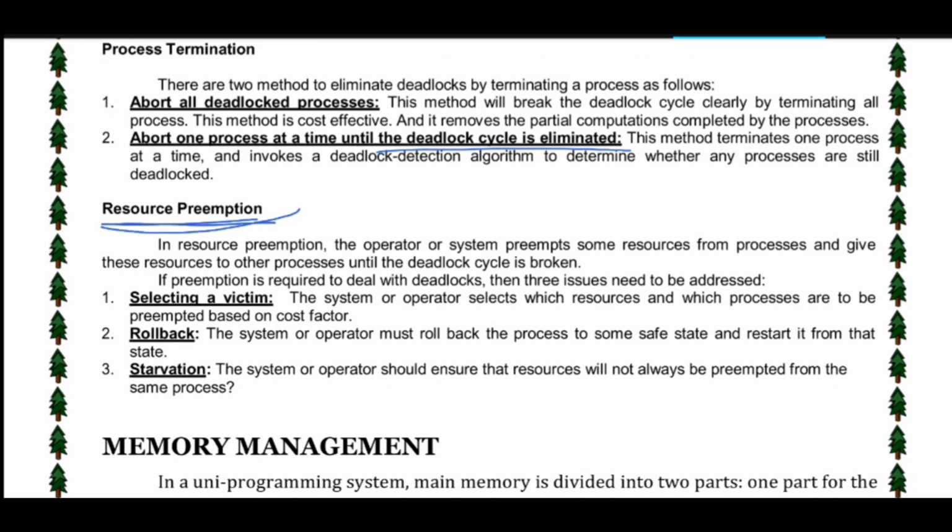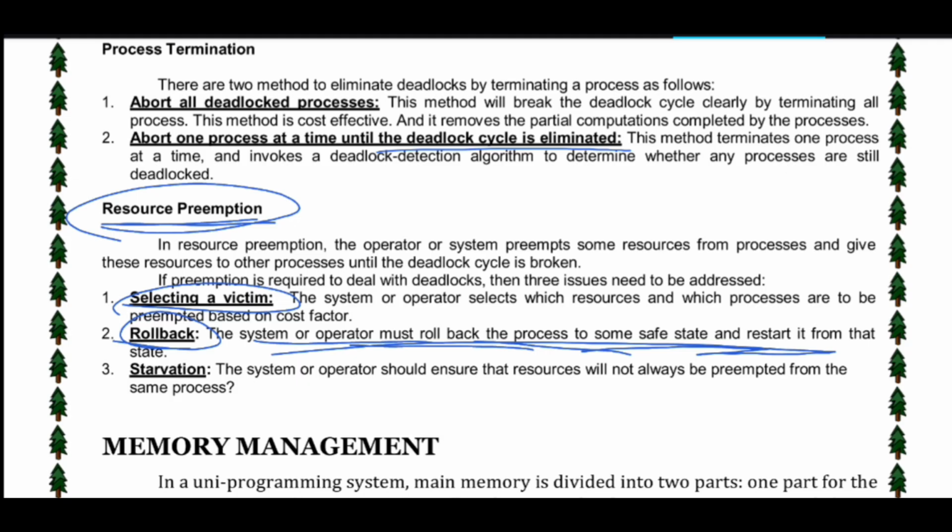Resource preemption means selecting a victim. Selecting a victim means selecting a process and taking the resources allocated to it. Then there is rollback: the system or the operator must roll the process back to some safe state. And restart means that after some time we select the process and restart it.